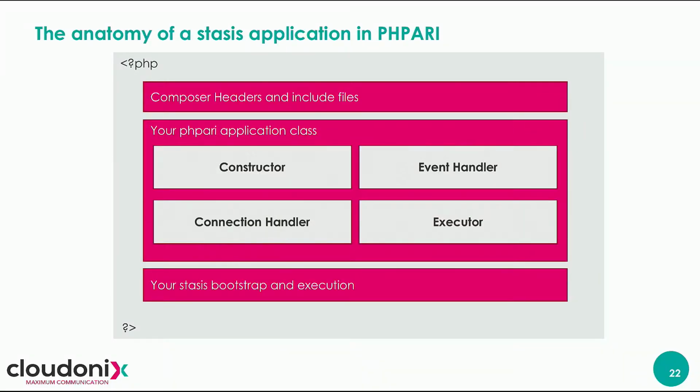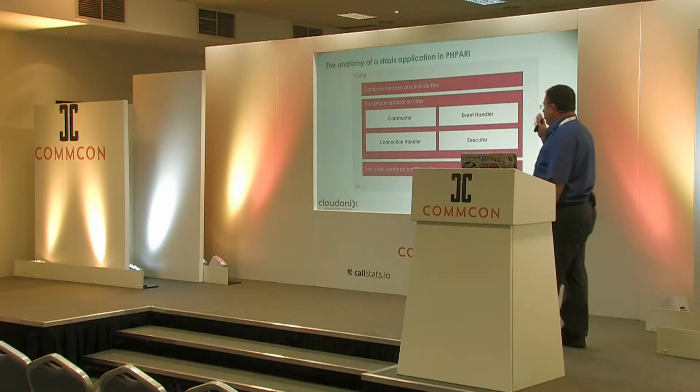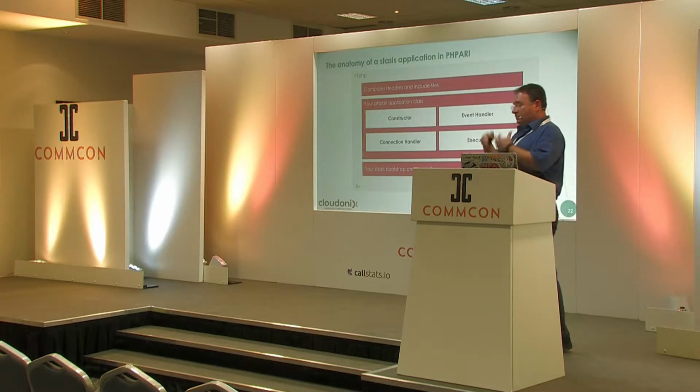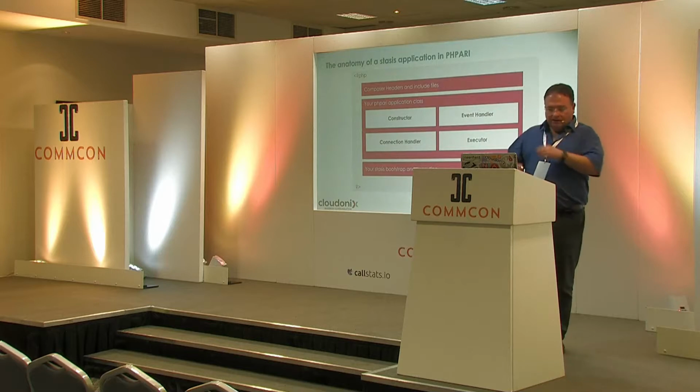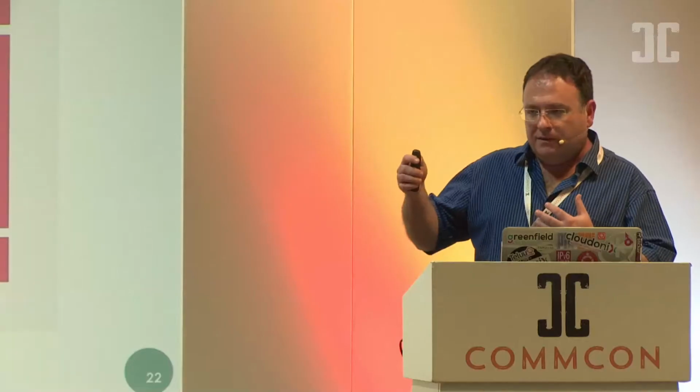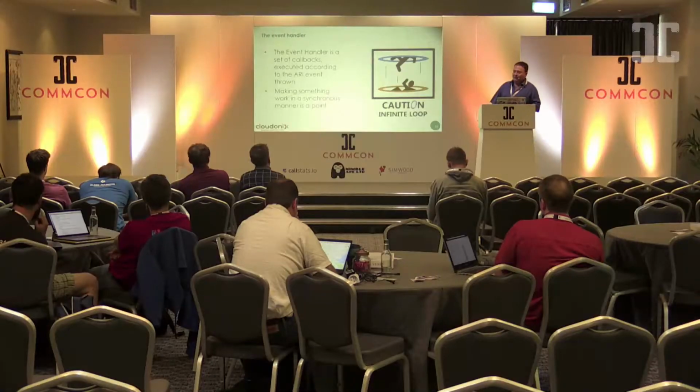If I'm going to examine a PHP ARI Stasis application, it would normally look like this. We'll have the composer headers at the top or whatever you need in there, and we'll have the application class, which actually explains what we're going to do, and the initiation of that class. Inside the application class, the primary thing that we're going to work on is called the event handler, because that part actually composes the entire logic. Now, the event handler is effectively an infinite loop that just looks at everything.